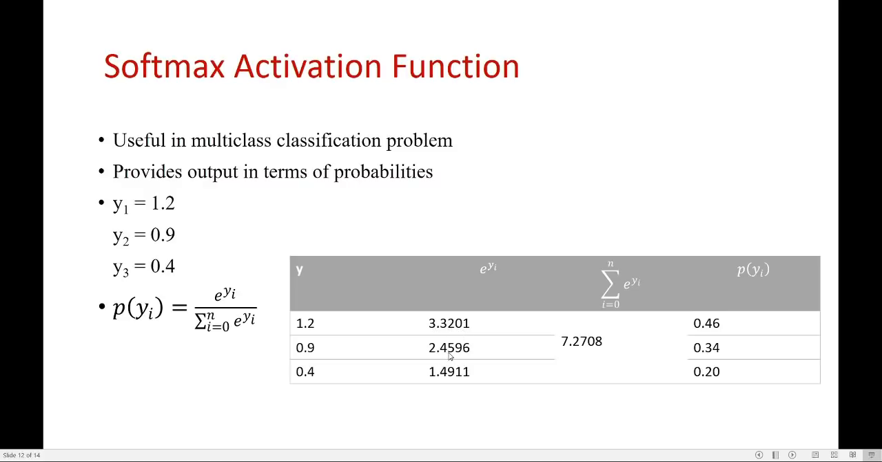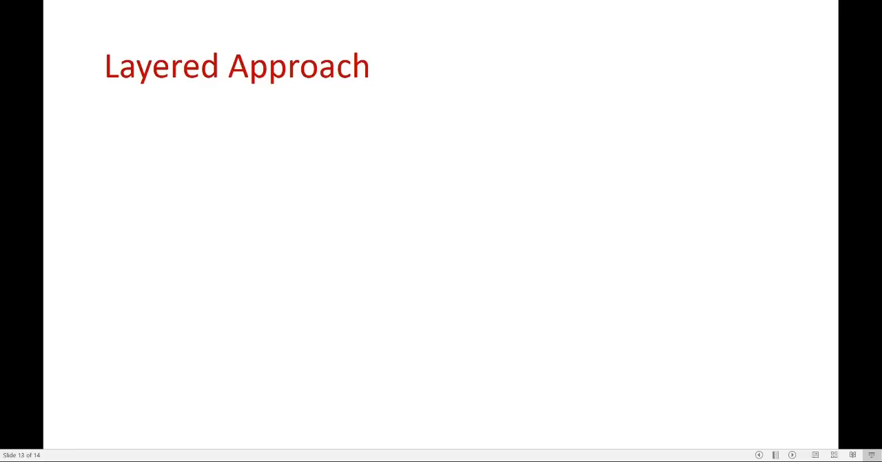3.3201, 2.4596 and 1.4911. We take their summation, and it is 7.2708. Finally, we identify the probabilities: 0.46 corresponds to 1.2, 0.34 corresponds to 0.9, and 0.20 corresponds to 0.4. If we add all these values, it will be close to 1. Since we are dealing with probabilities, the summation of probabilities will be close to 1.